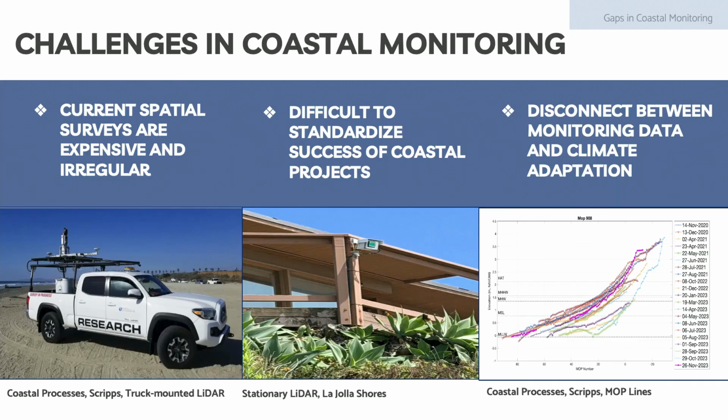This group has produced over a decade of monthly transects rigorously analyzed by Scripps researchers, yet it rarely reaches the local governments who are responsible for implementing these coastal adaptation projects. Once the coastal project is in place, the data is outsourced, creating a disconnect between what is happening in the field versus what is being analyzed.